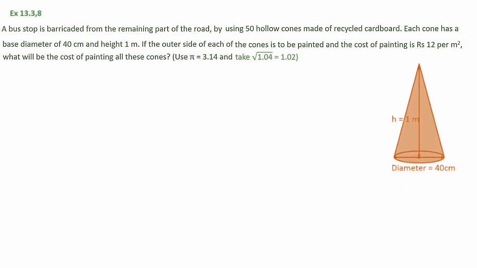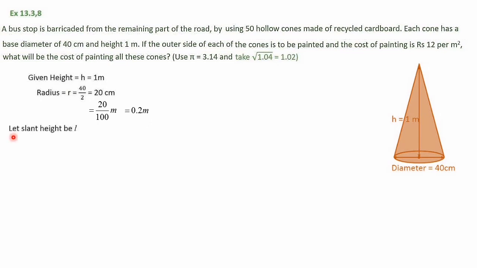So let's visualize the cone. Diameter is 40 cm and height is 1 meter. It is given to us. Radius is 40 by 2, that is 20 cm. We have to change this 20 cm to meter. Centimeter to meter conversion is divided by 100. 20 by 100 is 0.2 meter.